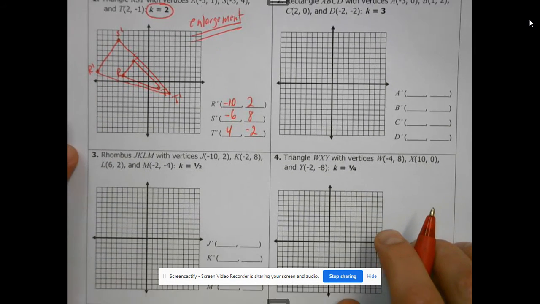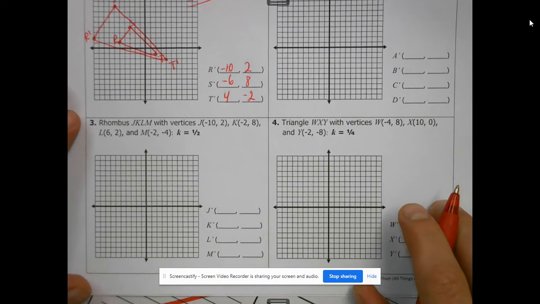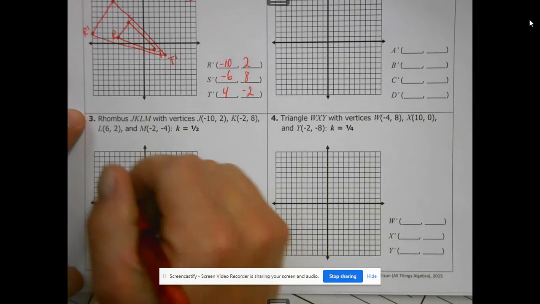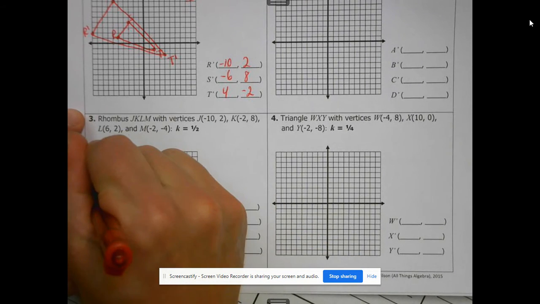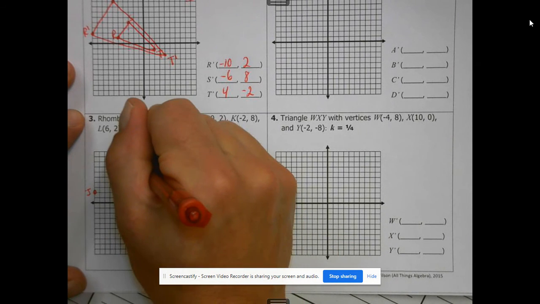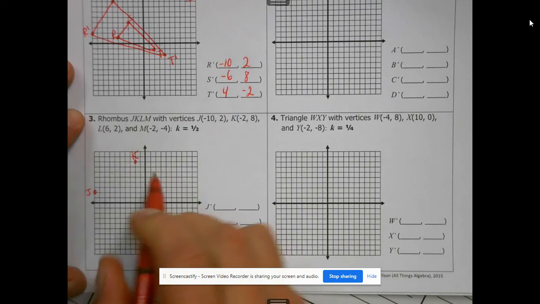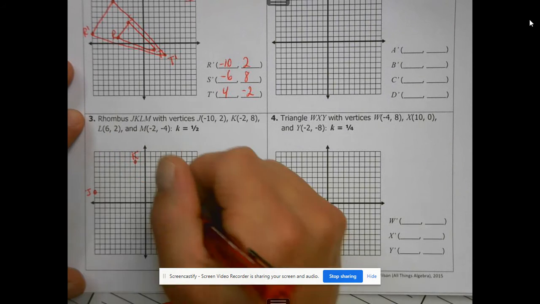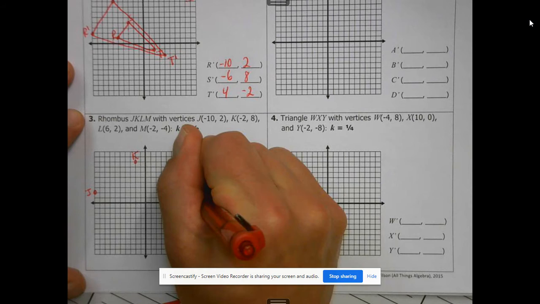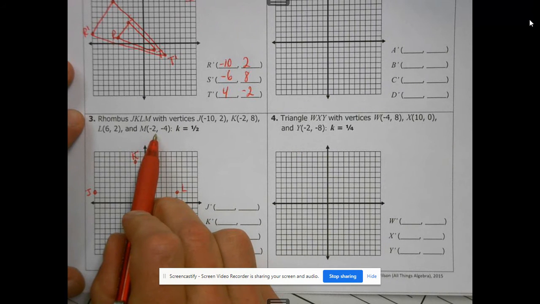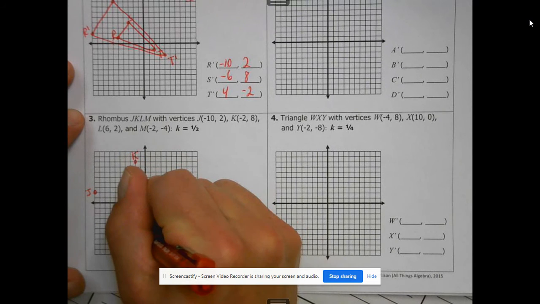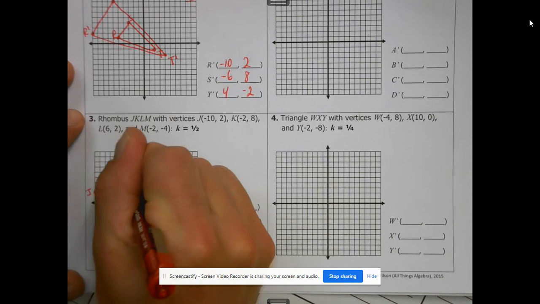Skip down to number 3. Once again, go ahead and graph those original points. J is back 10, up 2. K is back 2, up 8. L is over 6, up 2. And M is back 2, down 4. Connect your points.